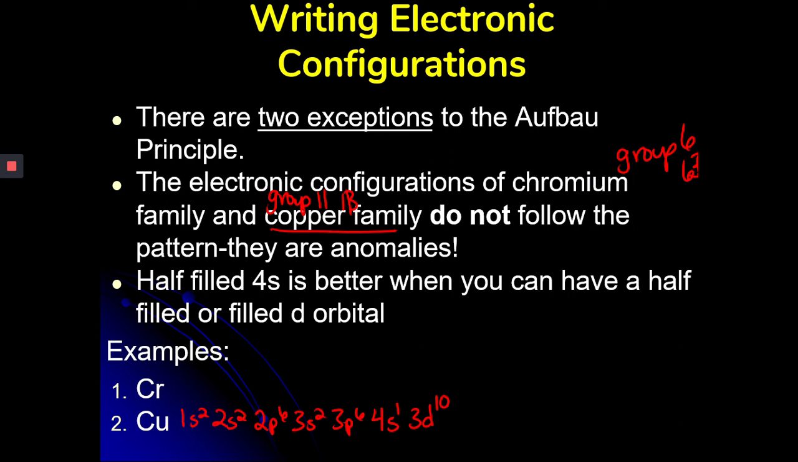Now for chromium, if we were to write the electron configuration for chromium, we would say 1s2, 2s2, 2p6, 3s2, 3p6, and then we would have 4s2 and 3d4. Well, since the D sublevel can hold 10 electrons, it's better to be half filled with 5 and take one of them from the S. So everybody in group 6 or 6B ends in s1 d5. It's more stable to have this half filled or filled D sublevel than that filled S sublevel.